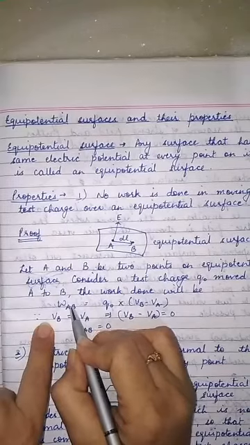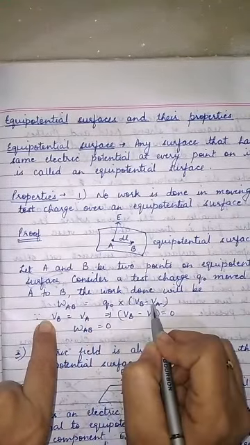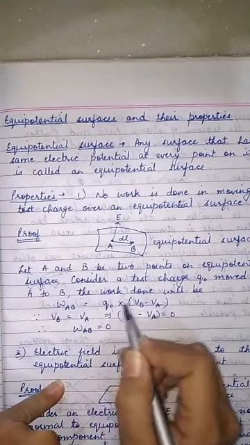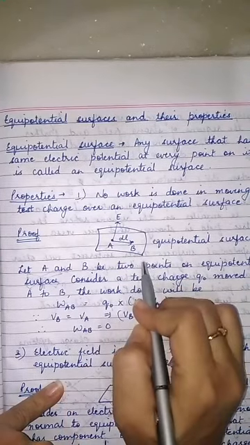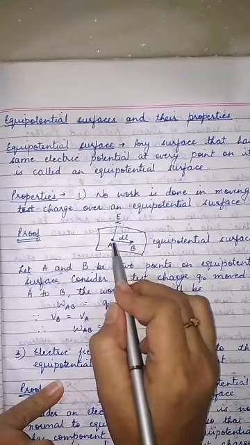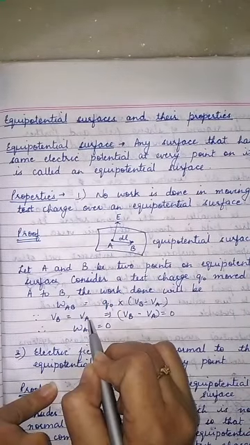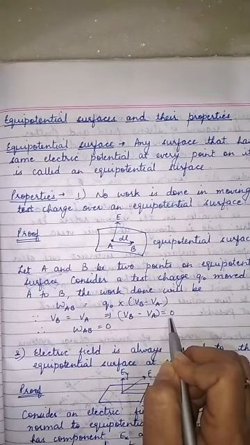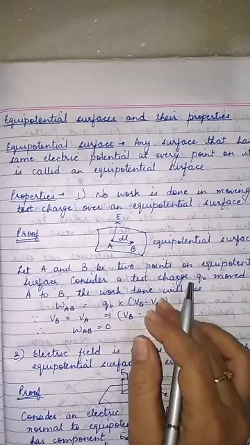So the work done, WAB, to move a charge from A to B is given by Q naught into the potential difference, where Q naught is the test charge. Now since VB is equal to VA, because this is an equipotential surface, the potential on A will be equal to the potential on B. So the difference VB minus VA is equal to 0. Therefore the work done is equal to 0.